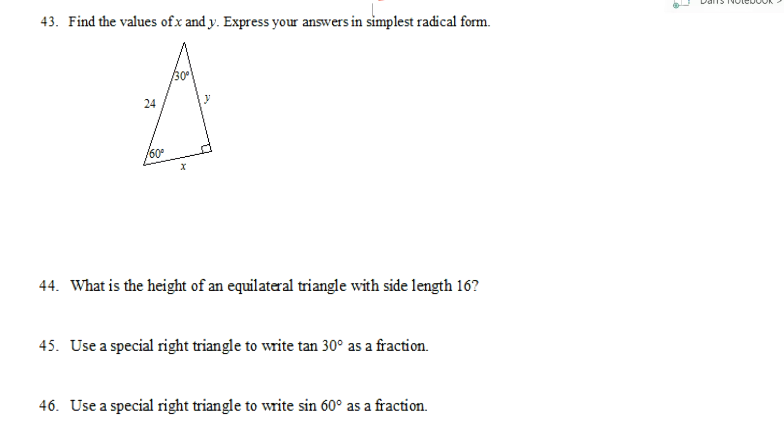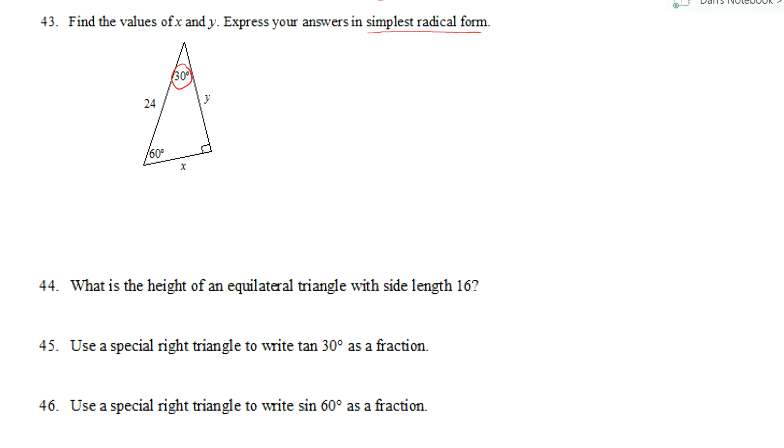Okay, 43, find the values of x and y. So now we could still use trig, you really could. We could set up maybe the 30-degree angle here. But it wants the simplest radical form, and if we use trig, we're going to get a decimal. So we're going to use our special right triangles.